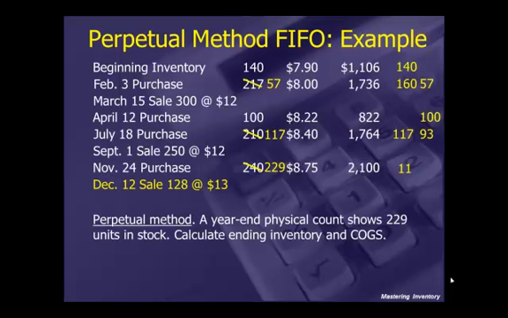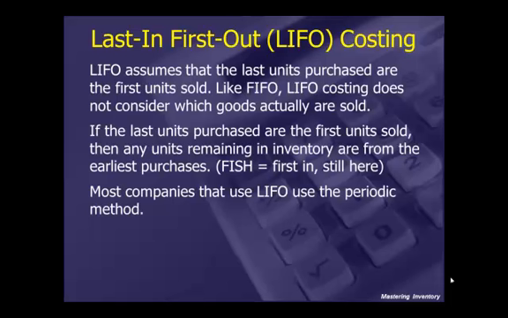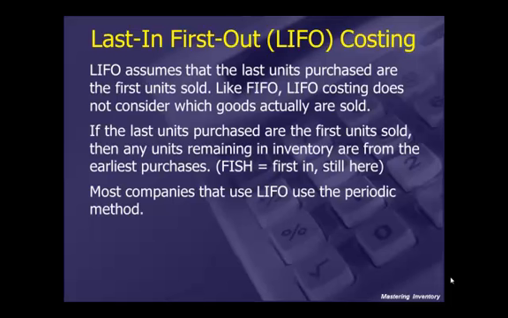inventory at the $8.75. So 667, all of those that are grouped with the brace have been sold from beginning through February 3rd, April 12th, July 18th, and then 11 also out of the November 24th purchase. I'll go back to that for just a moment. Okay, so take note that whether the periodic or the perpetual method is used, FIFO yields the same cost of goods sold and ending inventory. So on FIFO, periodic and perpetual will give the same results. Catalog that away. Remember that.